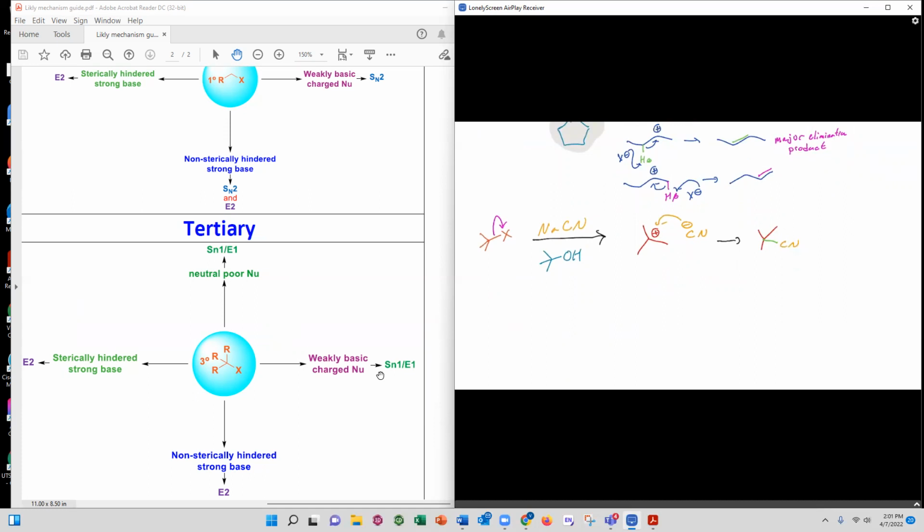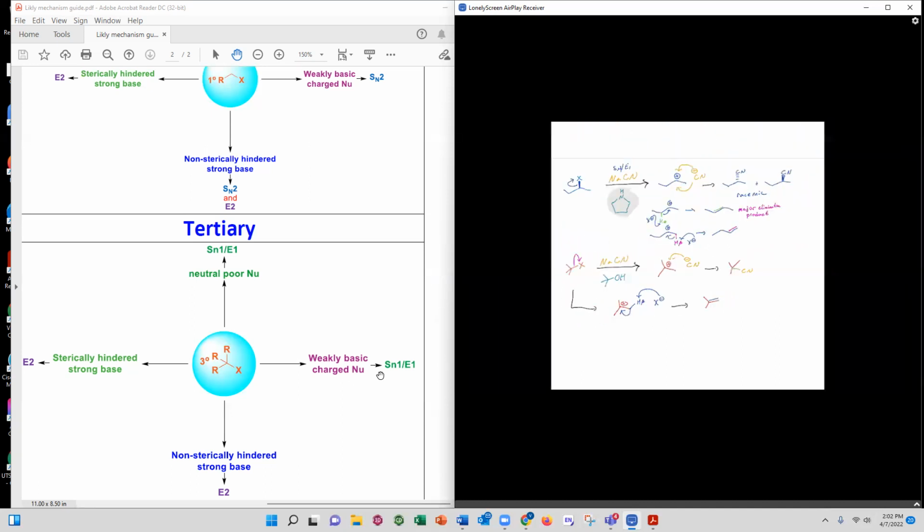So second, E1. Again, it's the exact same first step. The leaving group leaves. I'm going to form the exact same carbocation that I formed in the SN1 step. Now, I'm going to have this beta hydrogen removed, just like above. I'm going to have X minus come and remove it. So in this case, you're going to form this elimination product.